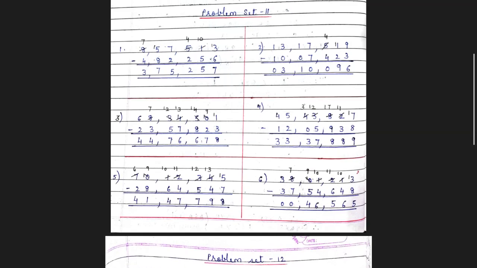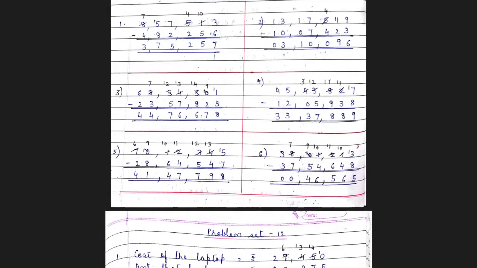Therefore your answer is 41,47,798. Same method for the next question, number 6. 38,01,213 minus 37,54,648. Number in the units place is 3.